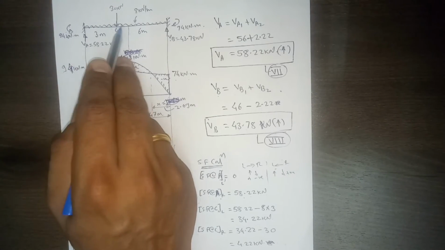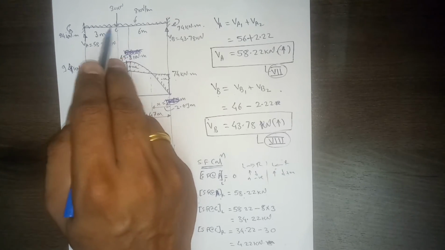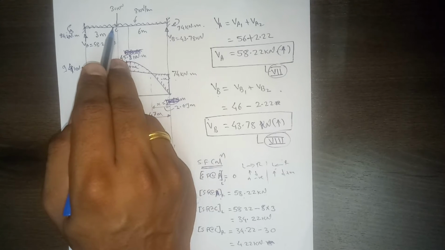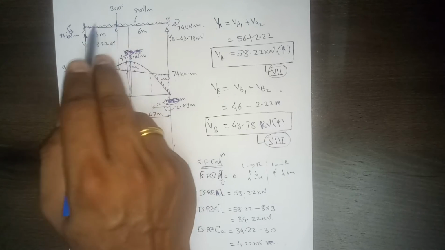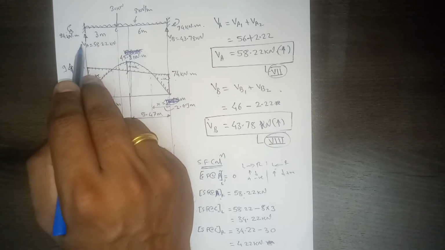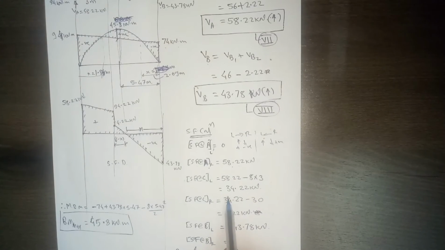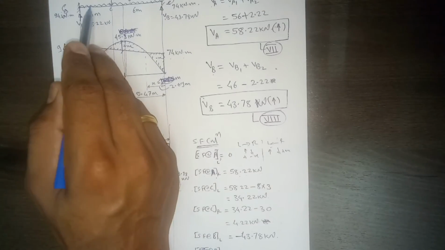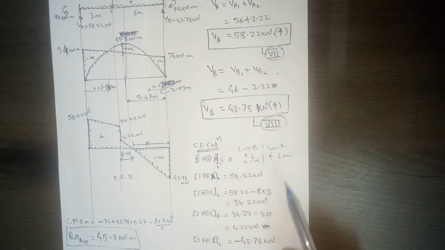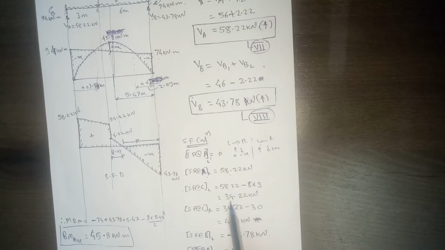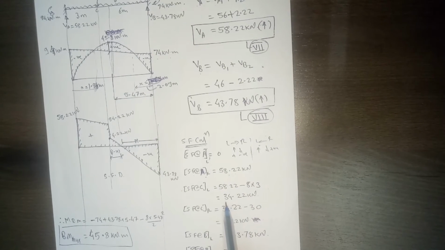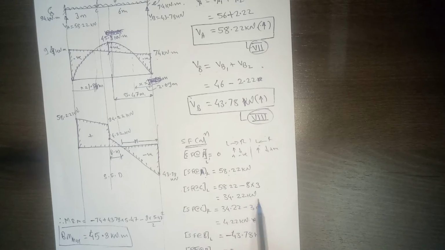Then shear force at C point, again there is a concentrated point load, so we have to calculate on both sides. If you are on the left hand side of this point, then we won't be considering this, there will be UDL and this vertical reaction only. So it will be equal to 58.22 minus 8 multiplied by 3. This UDL is downward and we are calculating left to right, so it will be negative. If you substitute values, you will get 34.22 kilonewton.